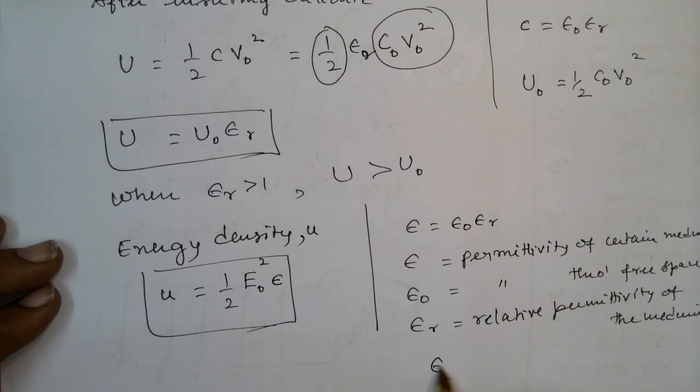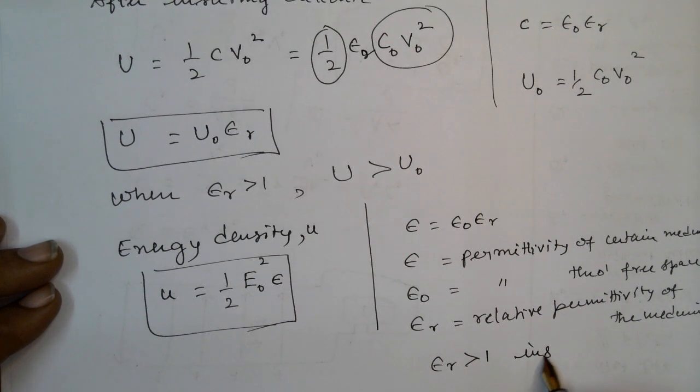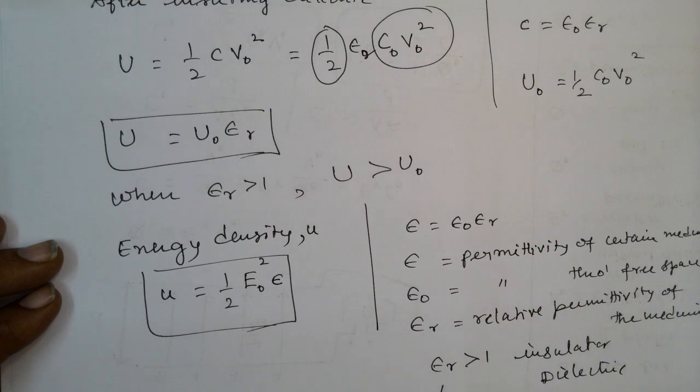In fact, when epsilon r, that is dielectric constant, is greater than 1, it becomes an insulative material, that is dielectric, and that's why we call this epsilon r the dielectric constant also. Do you understand this?